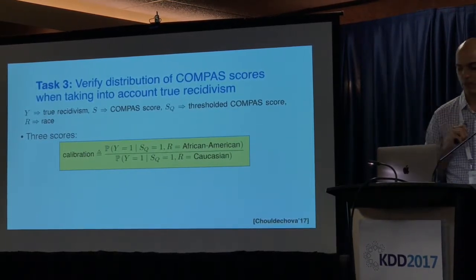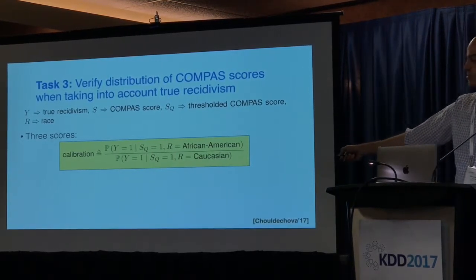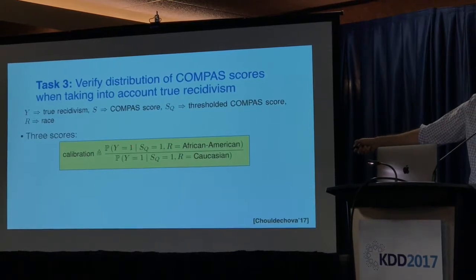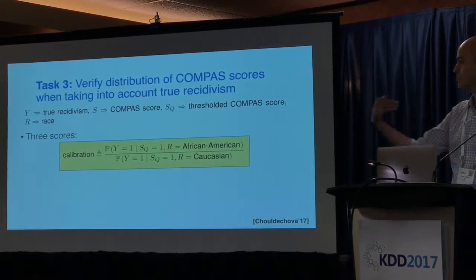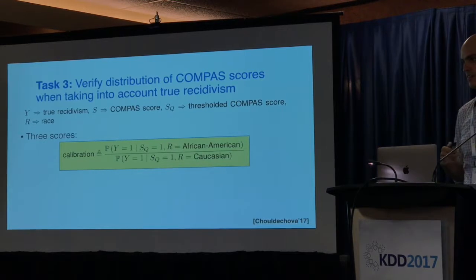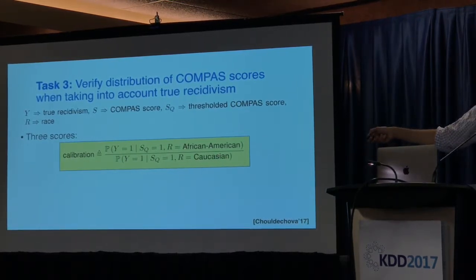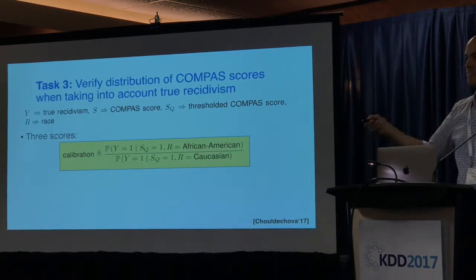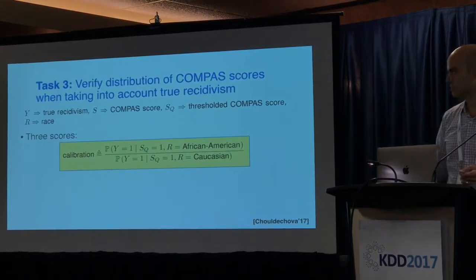So here are 3 scores you may want to look at. The first one is calibration. For a given threshold Q that you choose, this is the difference between actual recidivism rates, given that your quantized COMPAS score is 1, for different races. So let's say you set a threshold of 5. And the question is, if the score is larger than 5, what is the true recidivism rate between African Americans and Caucasians? If there's a big difference in this, you would assume that the COMPAS algorithm is giving you an imbalance in their prediction.